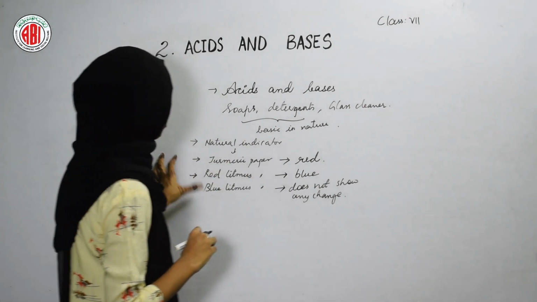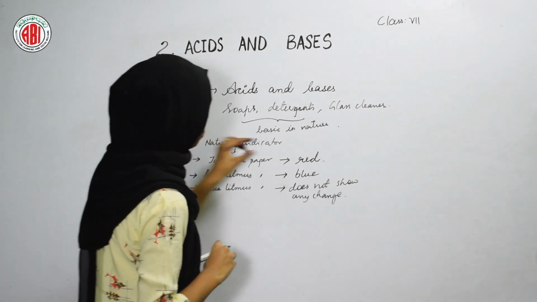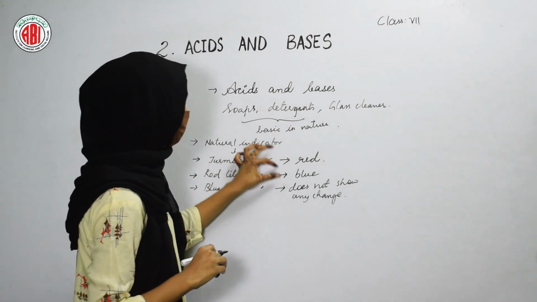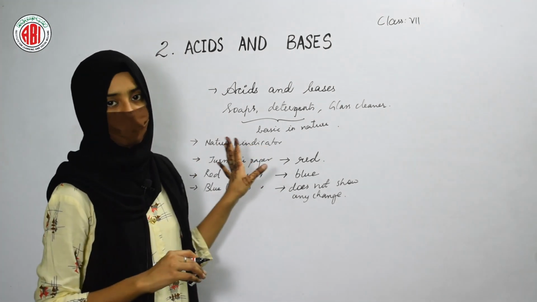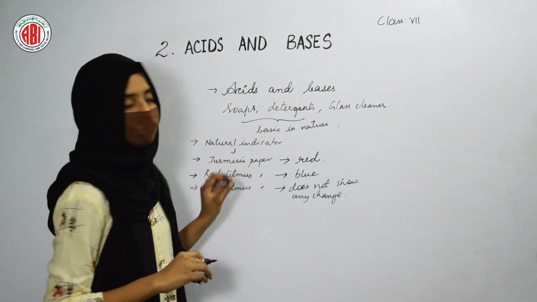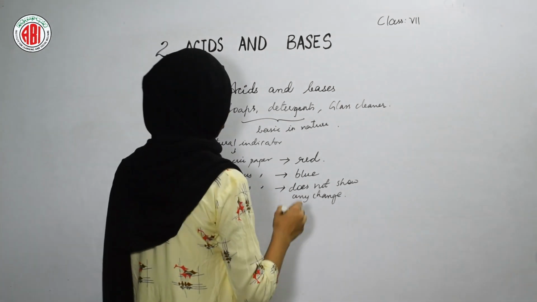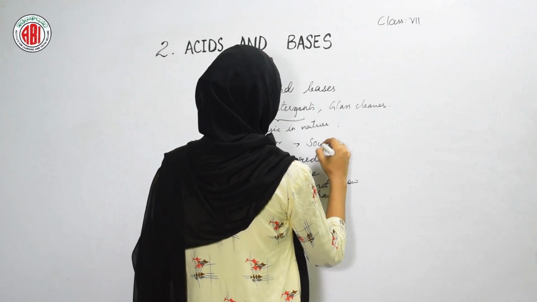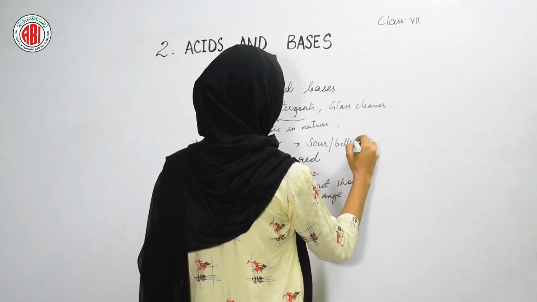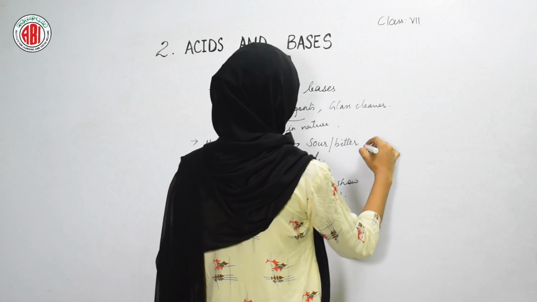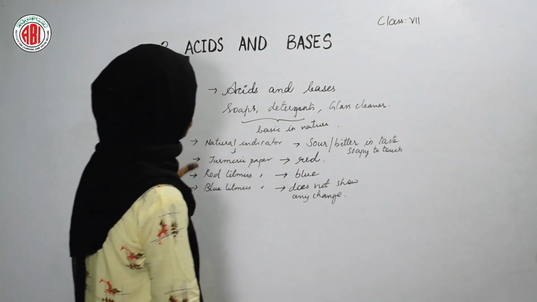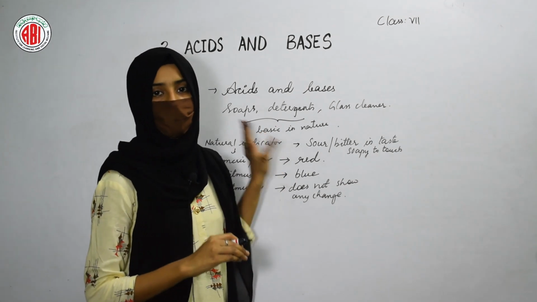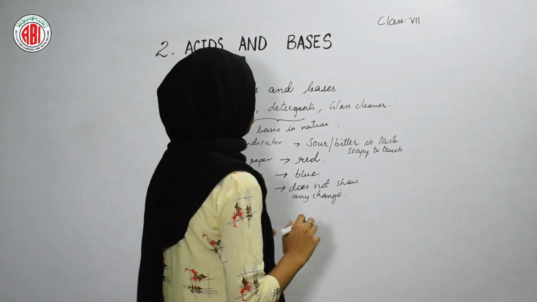Whenever substances change the color of the turmeric paper into red, and whenever they change the red litmus paper into blue, then those substances are bases. That shows the basic nature. Moreover, basic substances are bitter in taste and are soapy to touch. So these are the important things that help us to identify the basic nature of a substance.